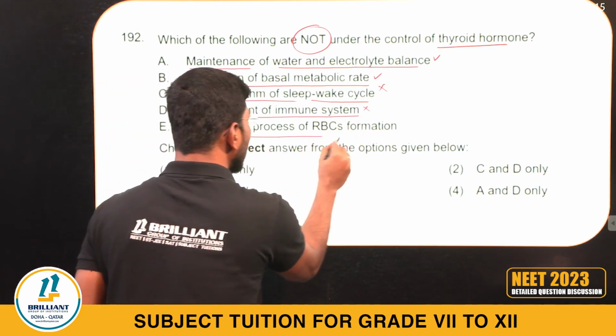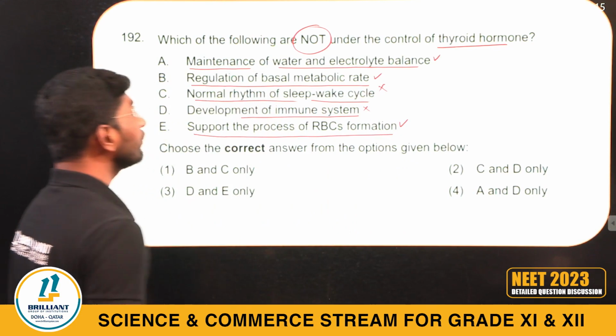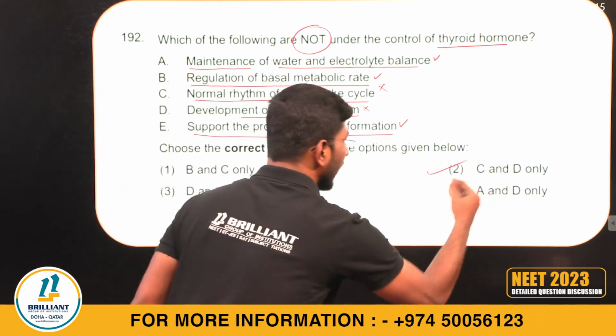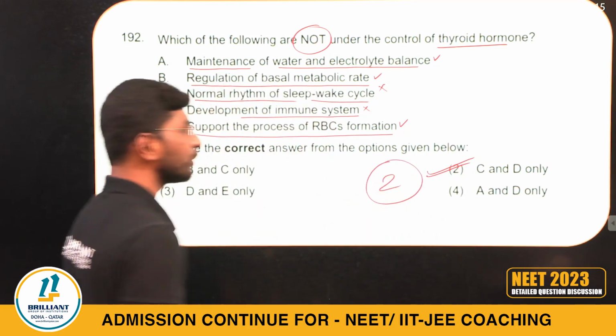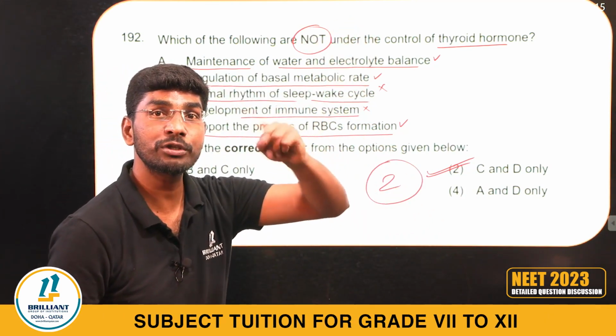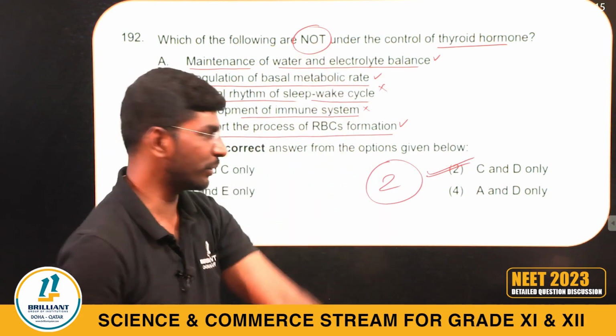Support of the process of RBC formation, yes. Which of them are not under control? C and D. I can go with C and D as not under control. Option 2 is the right answer. They are asking which of the following is not under the control of thyroid.